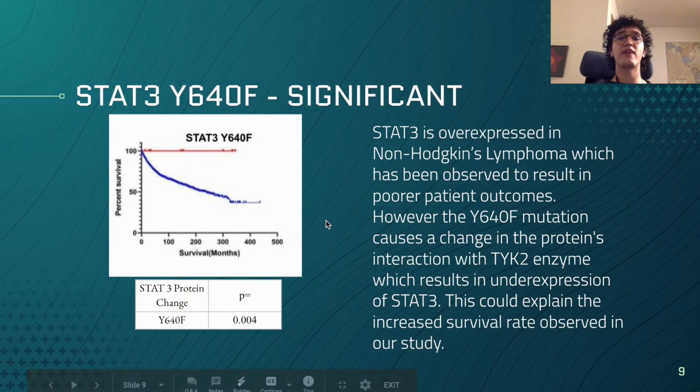The reason for this is that STAT3 is overexpressed in non-Hodgkin's lymphoma, which has been observed to result in poor patient outcomes. However, the Y640F mutation causes a change in the protein's interaction with the TYK2 enzyme, which results in the underexpression of STAT3. So this could result in the increased survival rate observed in our study.